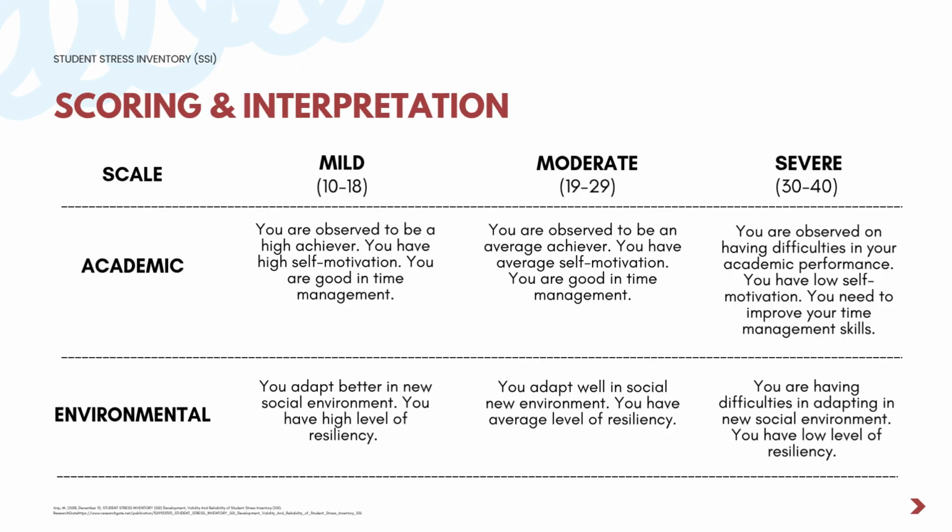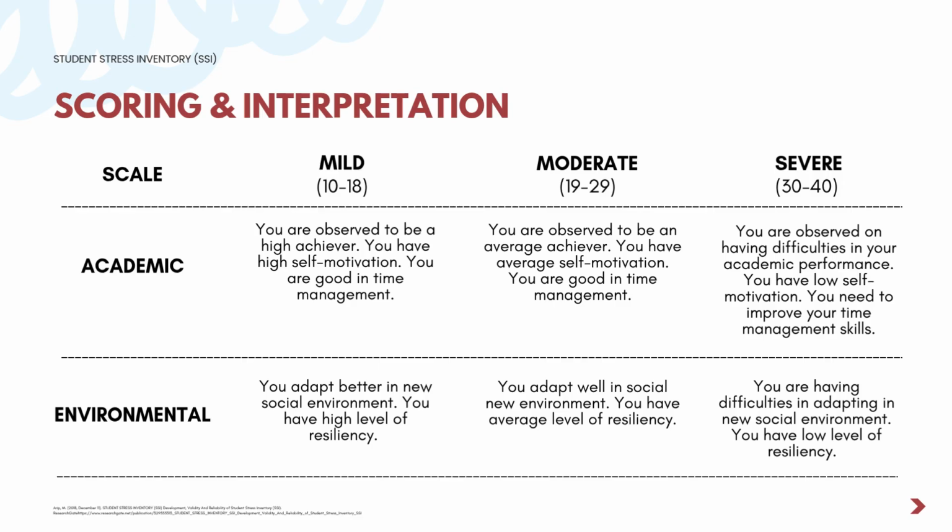Now let's look at the remaining two scales. The academic scale. This tracks your cognitive load and school-related pressures. A mild score is typically observed in high achievers. It shows you have strong self-motivation and solid time management skills to handle your coursework.